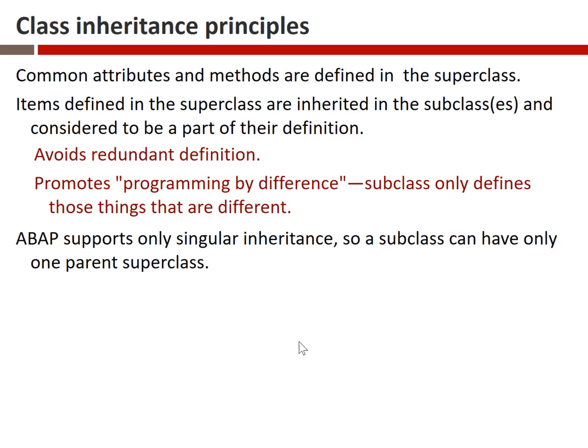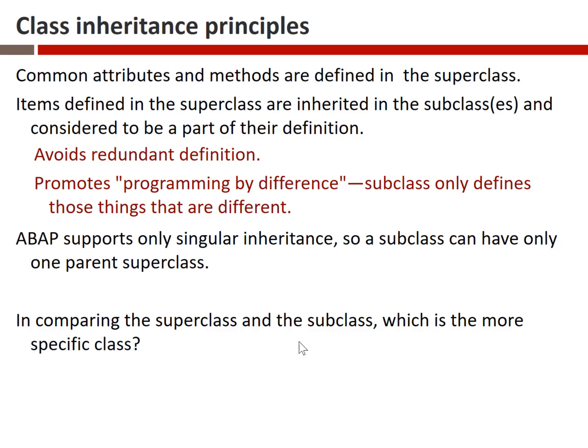ABAP supports only singular inheritance, so a subclass can only have one parent. So a parent class can have as many children as are needed, but a given class only has one parent. So let me just ask you this question. In comparing the superclass and the subclass, which is the more specific class? The subclass. And as we work our way further down the tree, we're getting more and more specific with every generation. All right, so there's the concept.